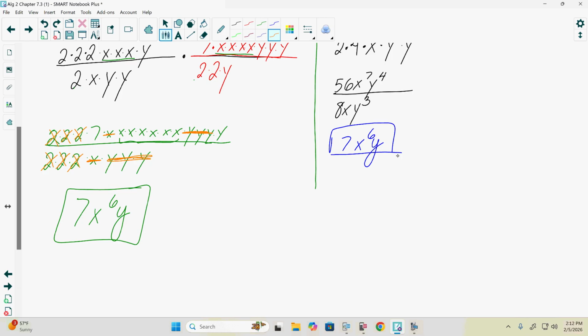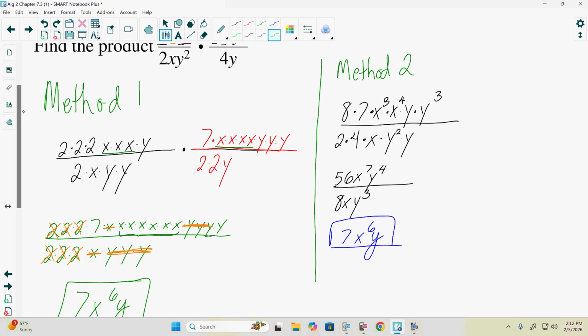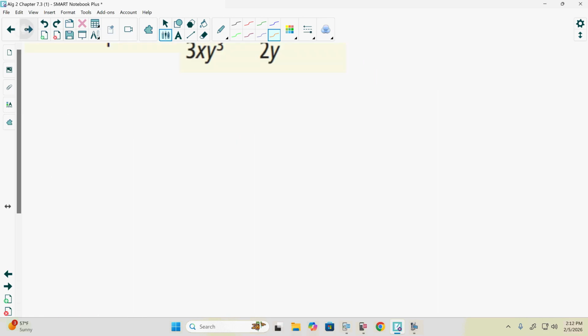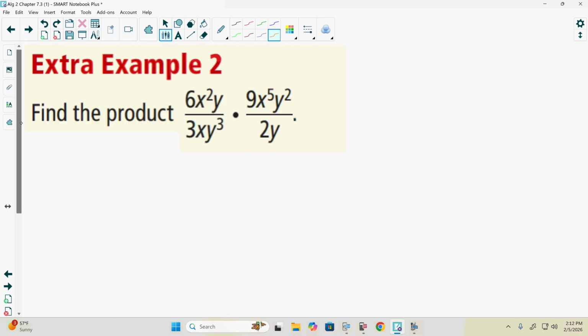Method 1 or method 2? Method 2 is a lot better, especially since we know our properties of exponents. We know how to simplify. We don't need to write it all back out to show that that method still works.